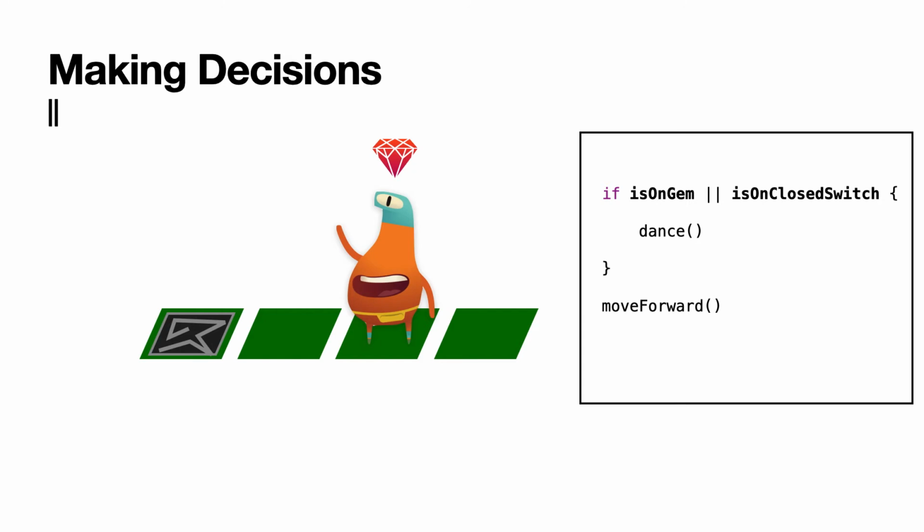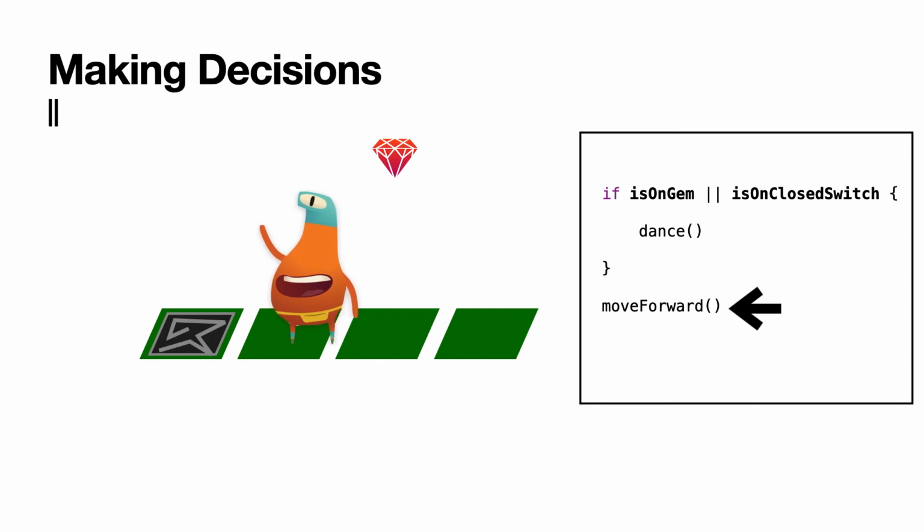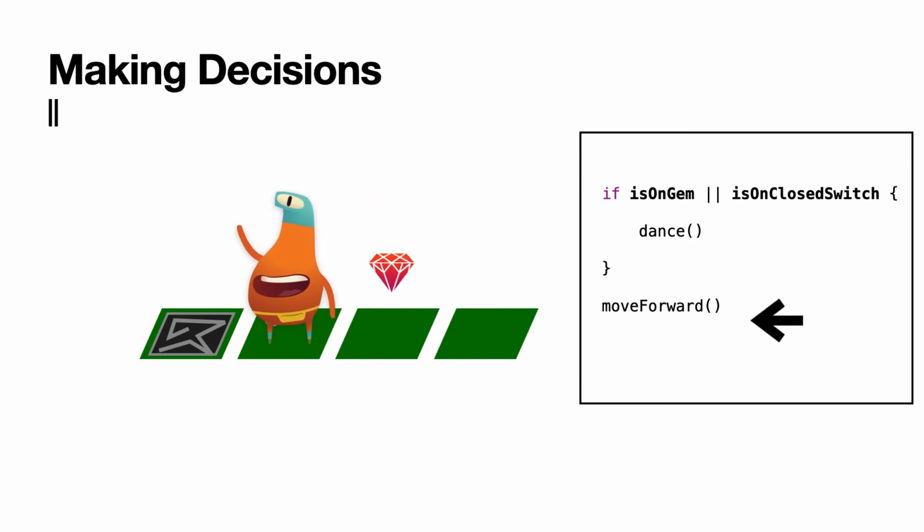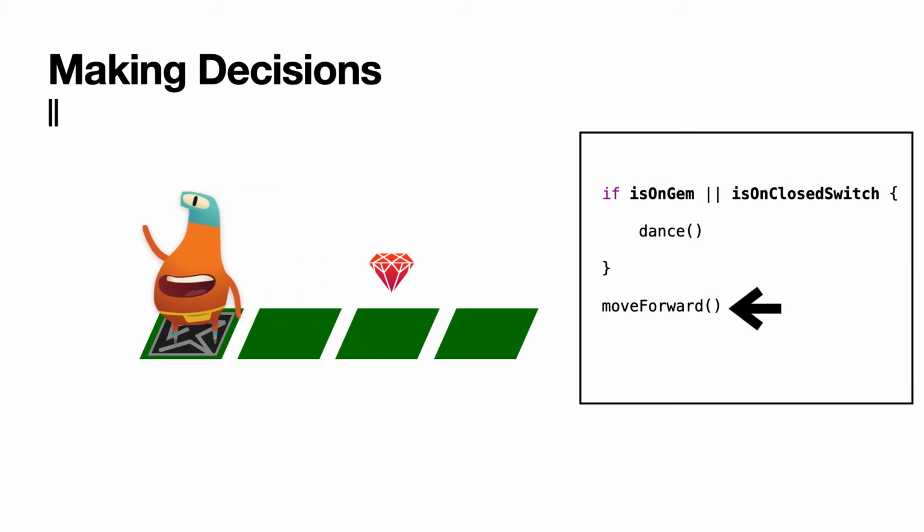So when we evaluate our situation, we see that we are on a gem, but we aren't on a closed switch. We'll still dance because we only need one of those conditions to be true to execute the true clause of that if condition. And then we'll move forward. We'll run our code again. We'll do a check again and we'll see, are we on a gem? We're not. We're not on a closed switch. So in this case, because neither is true, we won't execute any of the code inside our if condition, because neither condition was true.